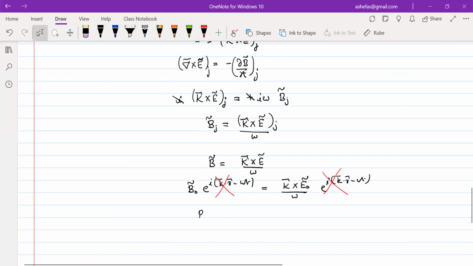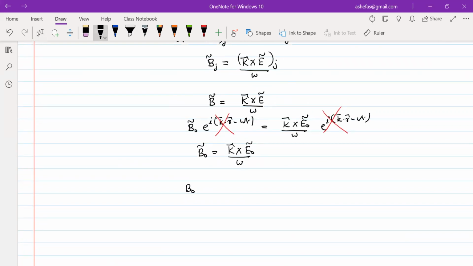Okay, and hence we get V0 tilde is k cross E0 tilde by omega. And what is B0 tilde? Which is magnetic field B0 e raised to I delta B, and k cross E0 tilde. E0 tilde can be written as vector E0 e raised to I delta E divided by omega. Okay, now this is the vectorial part, and this is the phase part, which is a complex function.